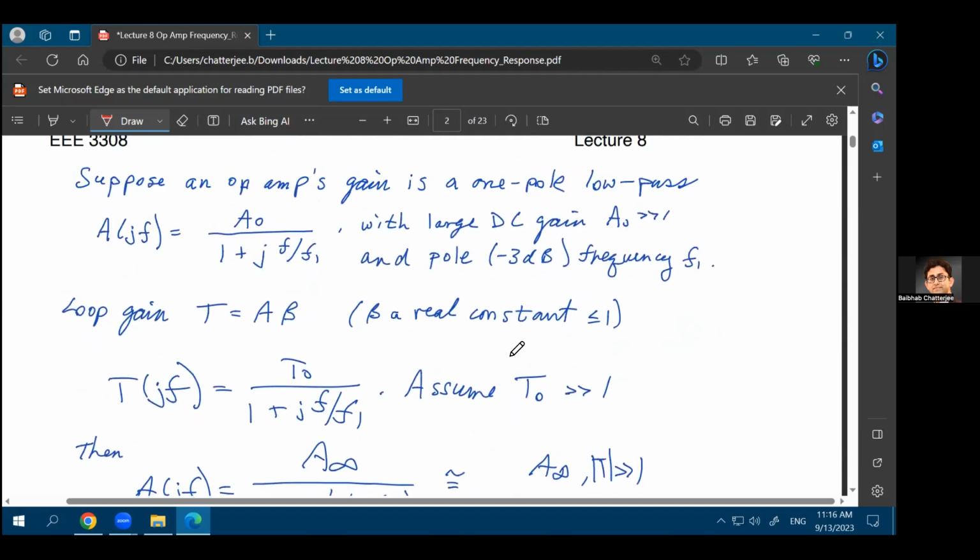All right. So how does it change our analysis of loop gain? So I'll upload your homework 3 today, and that will be due next Friday. Actually, next Friday is your exam number 1.